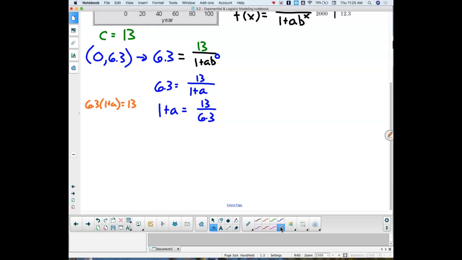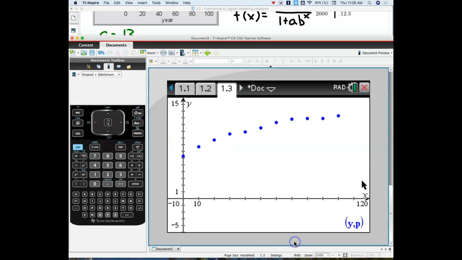Okay, and then what? Don't want to solve for a. Subtract 1. So a here is going to equal 13 over 6.3, then minus 1. With me? Now, you may be saying to yourself, well, Linz, why didn't you go through and calculate that out? Well, here's why I didn't calculate that out.